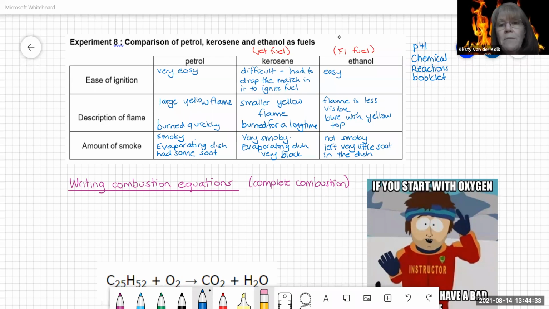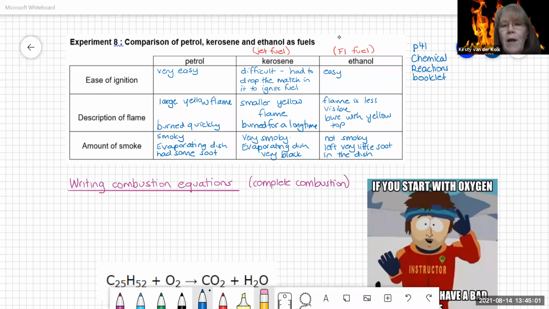Ethanol was quite easy, probably not as easy as petrol, but still pretty easy to ignite. You didn't have to throw the match into the actual fuel. It would have lit before the match actually hit the fuel. All right, as far as the description of the flame, the petrol has a very large flame. It's a yellow flame, and the petrol burned reasonably quickly. When we got to the kerosene, the flame wasn't as big, but the kerosene burned for a long time.